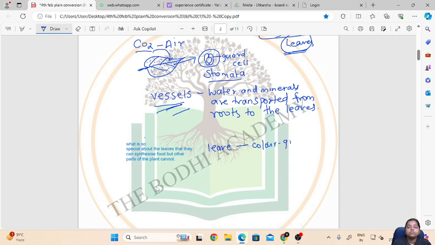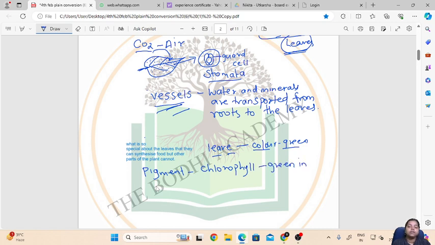Green, correct? Whereas the stem and other branches do not look like how the leaf looks, correct? They look pale brown or black in color, but the leaves are always green. There is a reason why they are always green, because they contain one pigment. Leaves contain a pigment which is called chlorophyll, and because of that they are green in color.